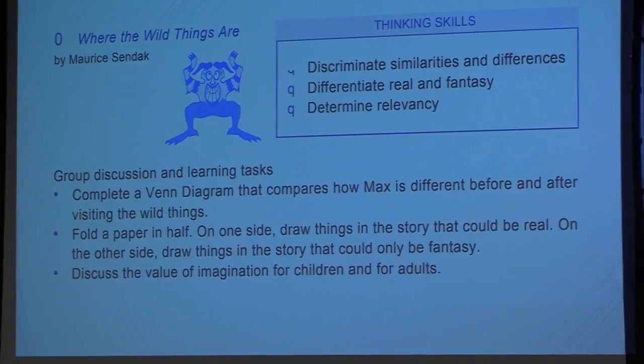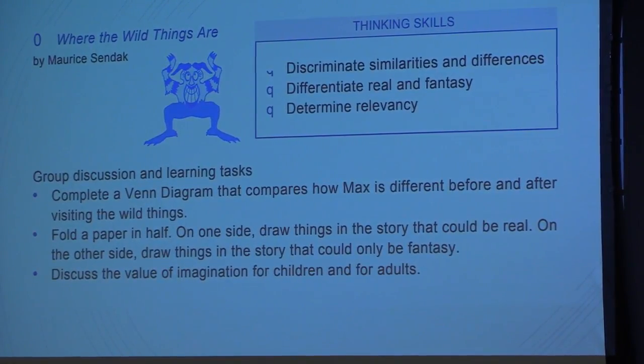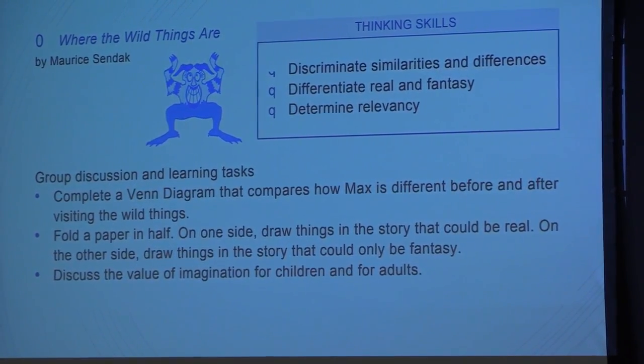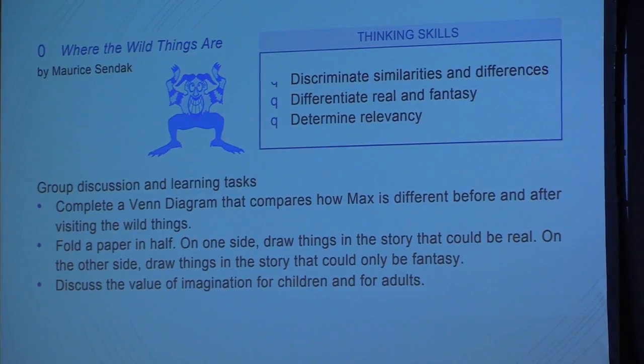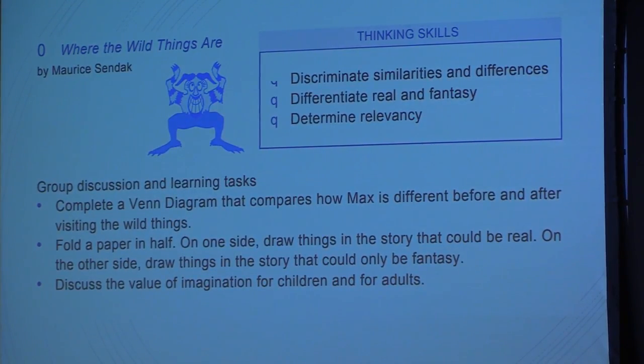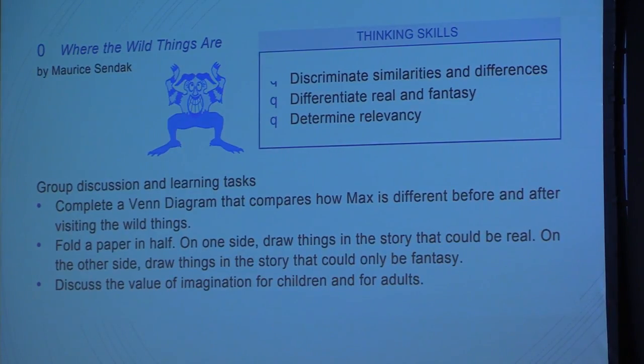So a group discussion and learning task, this is an example, complete a Venn diagram that compares how Max is different before and after visiting the wild things. So we probably wouldn't have everybody doing that. Maybe everyone in your class can do that, and if so, great. And then we'd move on a little bit deeper, but that's an example.